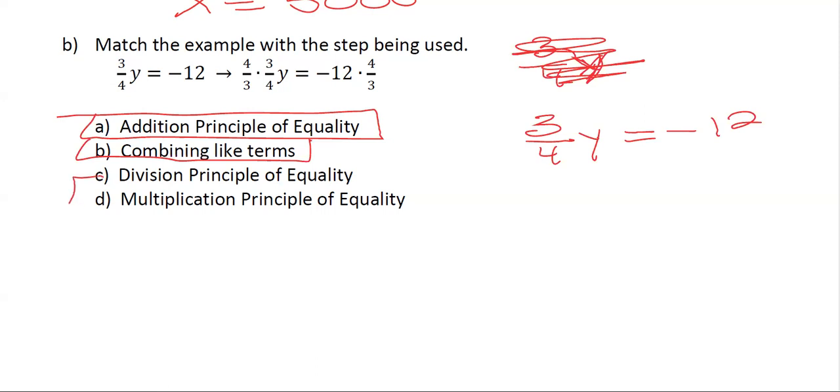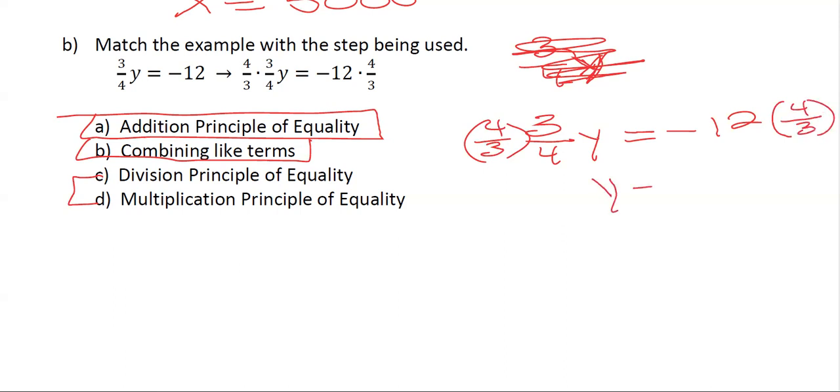However, division and multiplication principle does factor. Division property of equality just says both sides of an equation are divided by a common real number that is not equal to 0. The multiplication one says both sides of the equation are multiplied by the same number. So both of these are in play here. One thing we could do is say, hey, let's multiply by the reciprocal on both sides.